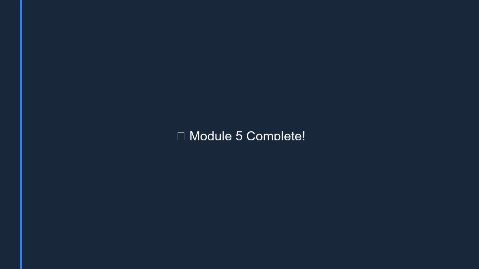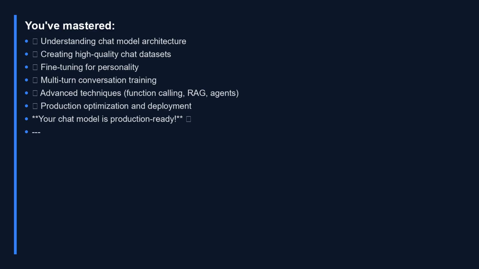Module 5 complete. That's Module 5 finished. You started with the fundamentals of chat model architecture and worked all the way through dataset creation, personality fine-tuning, multi-turn training, advanced techniques like function calling and retrieval augmented generation, and now production optimization and deployment. Your model isn't just trained, it's instrumented, hardened against edge cases, and running as a real API. That's a complete end-to-end fine-tuning pipeline built from scratch on consumer-grade hardware.